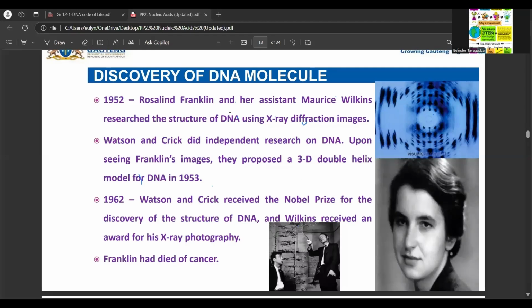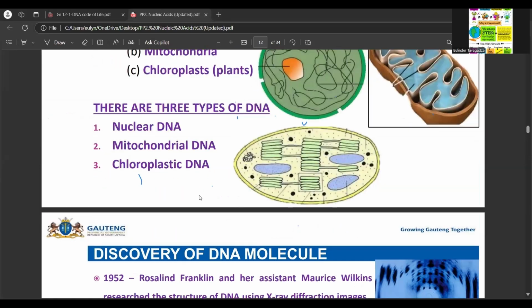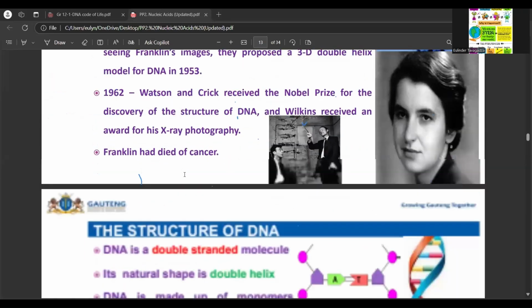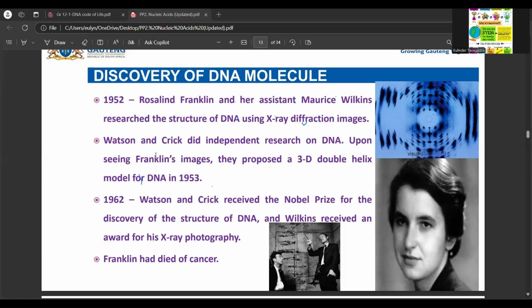So now let's quickly go to the brief history of DNA. There are scientists who discovered the DNA molecule. So these are the people that they will ask you about. The first one is Rosalind Franklin and her assistant Maurice Wilkins. They researched the structure of DNA. They were the first to research the structure of DNA using X-ray diffraction images. Rosalind and Maurice Wilkins. Right.